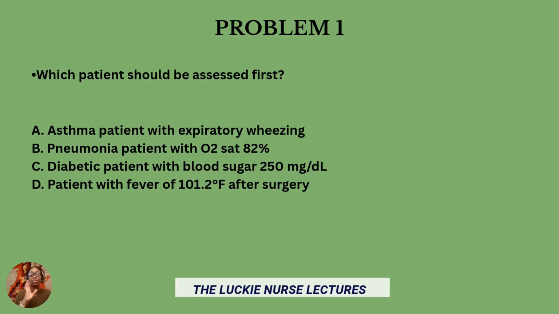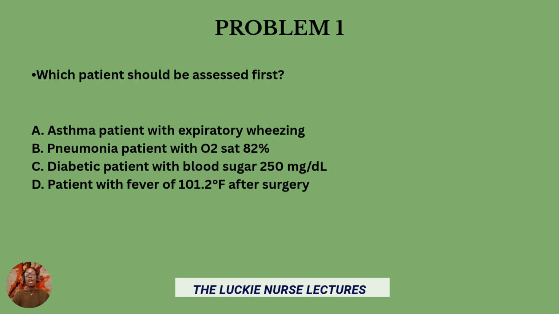So if we're going to answer this question by going through the process of first looking at the ABCs of nursing, we will first look at airway. So when we're thinking about airway, we'll look at all four of these options and see, do any of these patients have an issue that is affecting their airway? Just looking at these patients, none of them do.